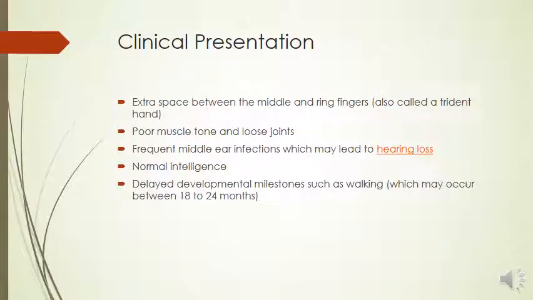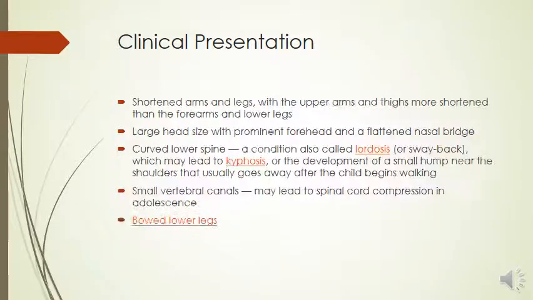If we look at the clinical presentation of someone with achondroplasia, you would find that there is an extra space between the middle and ring fingers, also called a trident hand. There's poor muscle tone and loose joints, frequent middle ear infections, which may lead to hearing loss, normal intelligence. There are delayed developmental milestones such as walking, which may occur between 18 to 24 months.